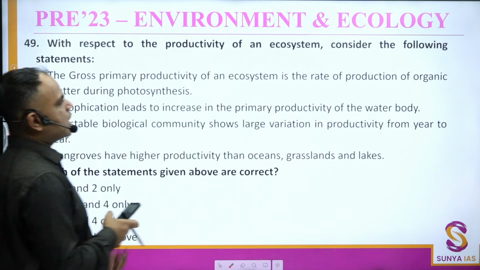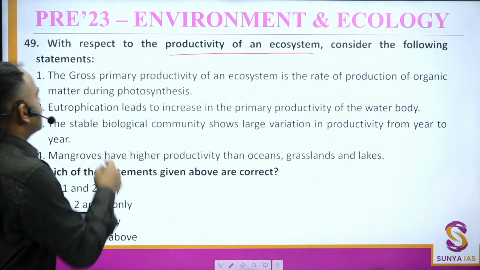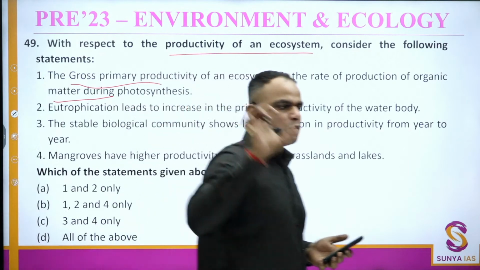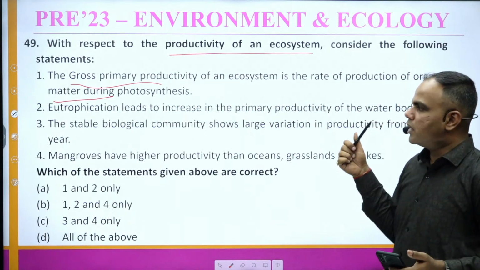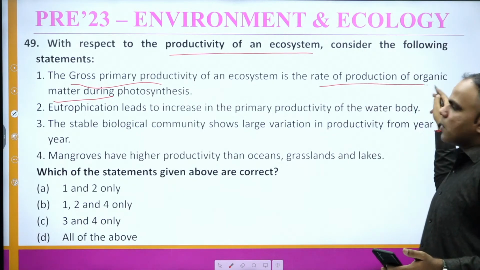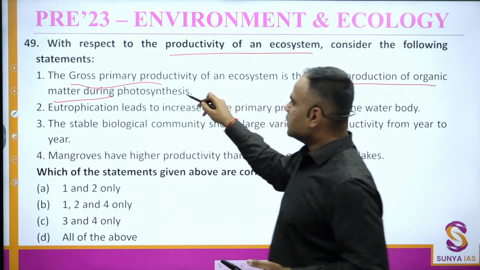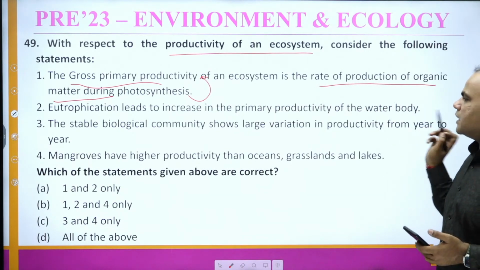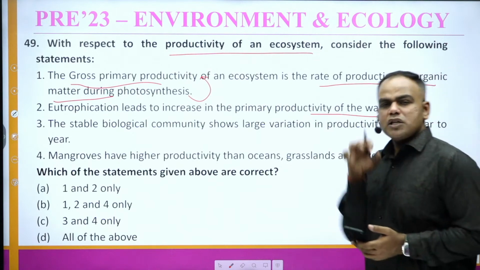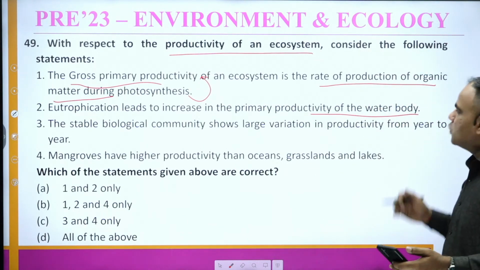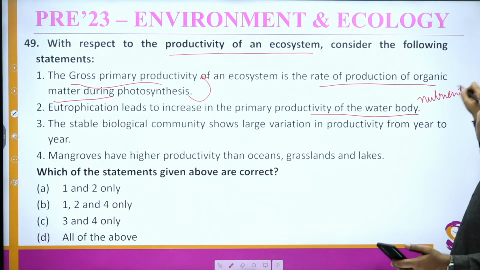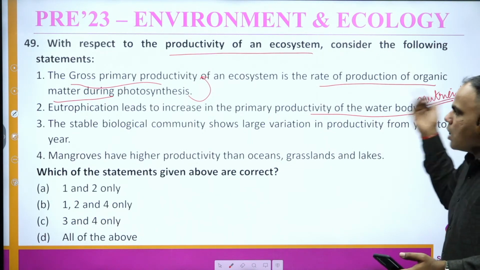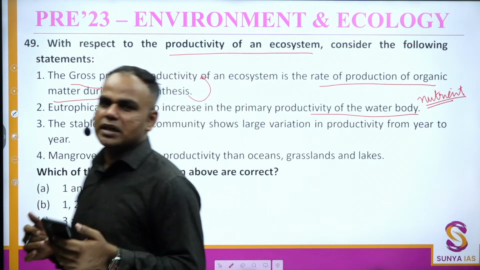Next, this is related to productivity of an ecosystem. The gross primary productivity is the rate of production of organic matter during photosynthesis. See, we are talking of primary productivity, which basically means we're talking of the plants, the autotrophs. So the rate of production of organic matter during photosynthesis, yes, that is true. Then, eutrophication leads to increased primary productivity of a water body. What is eutrophication? Eutrophication is basically nutrient enrichment. This nutrient enrichment is going to happen in these water bodies, and because of this, the primary productivity will increase.